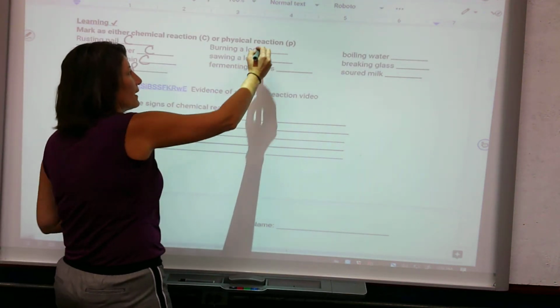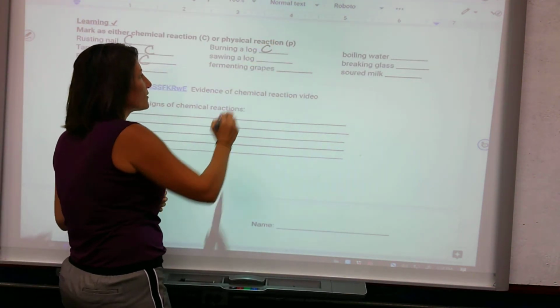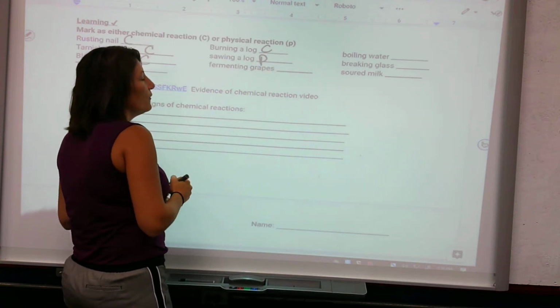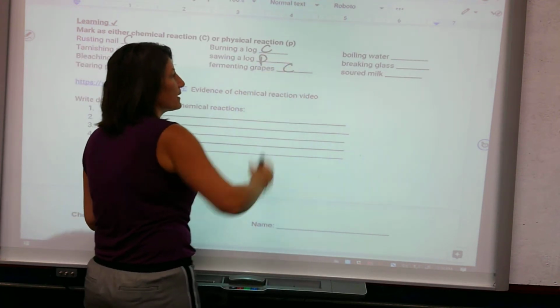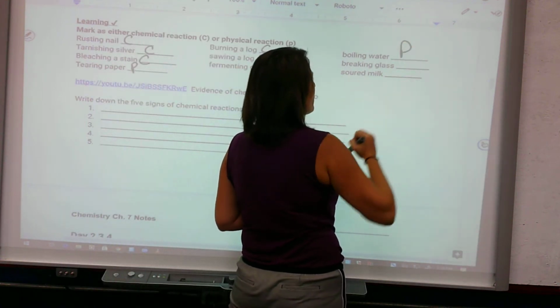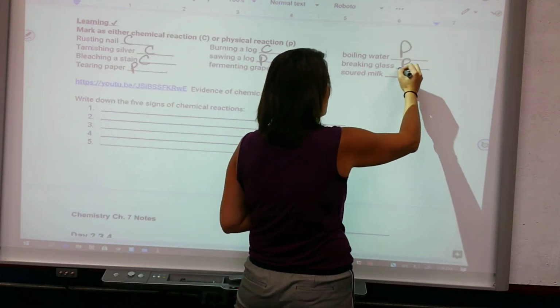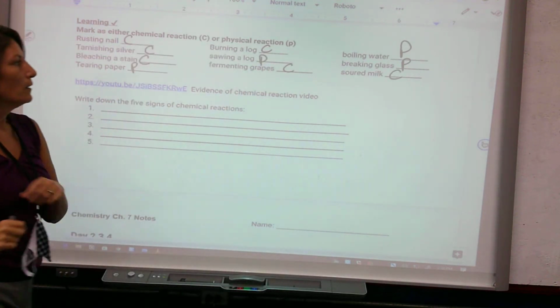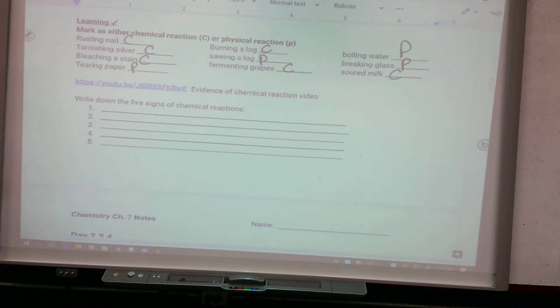Burning a log is a lot like burning that paper, chemical. Sawing a log, physical. Fermenting grapes, making wine, is chemical, because you end up with new substances. Boiling water is physical, similar to the ice. Breaking glass, physical. Sour milk, chemical. If you have any questions on those, let me know.